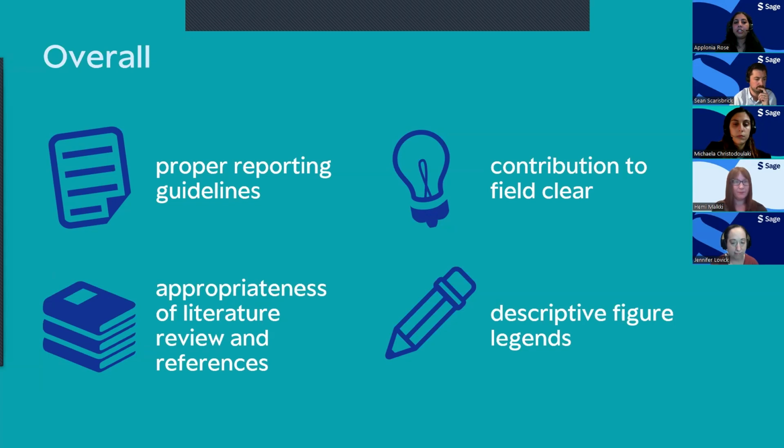Next, we expect research to have appropriate ties to the literature. Authors are expected to use a well-balanced reference list that is relevant and recent. If a reviewer notices material that is missing from the literature review and would give necessary context to the study, please let the editor know.